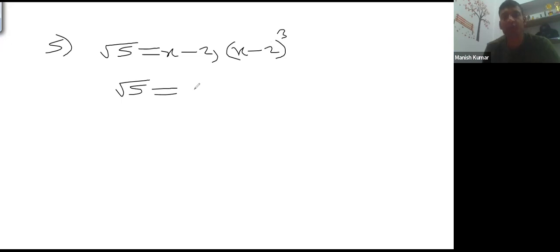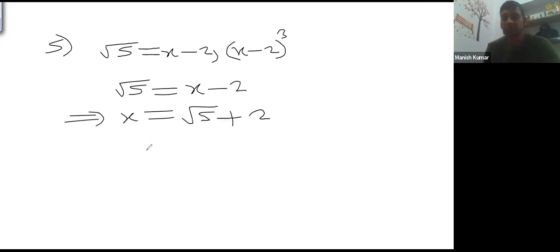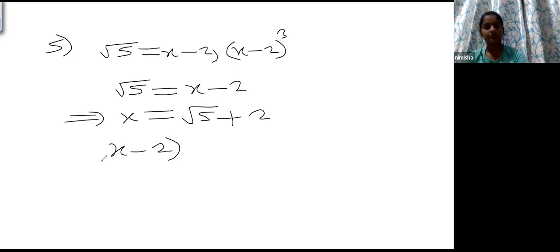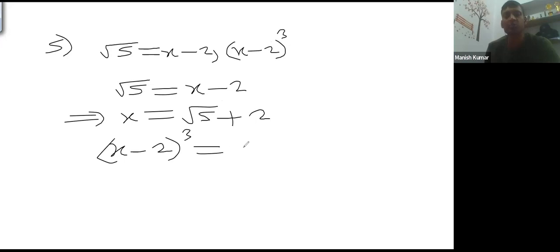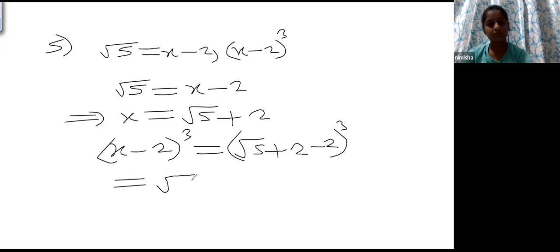√5 is equal to x − 2. This implies x will be equal to how much? √5 + 2. Is this much clear to you? Yes, sir. No, we want (x − 2)³. That means what is the value of x? √5 + 2. And then −2 is also there in the bracket. So it can be read like this: equal to (√5)³.